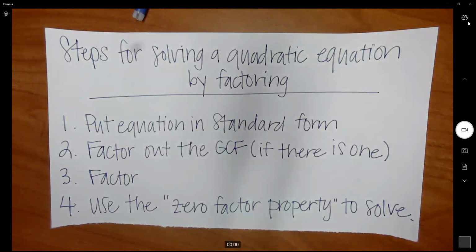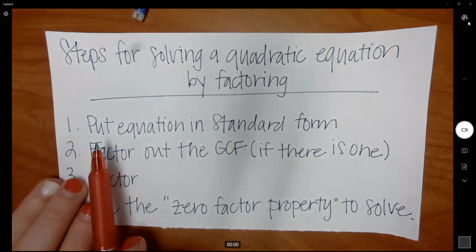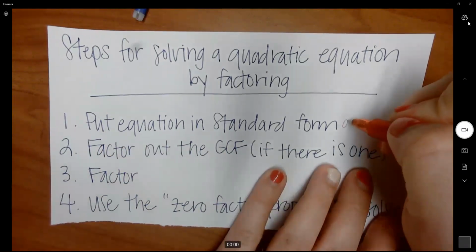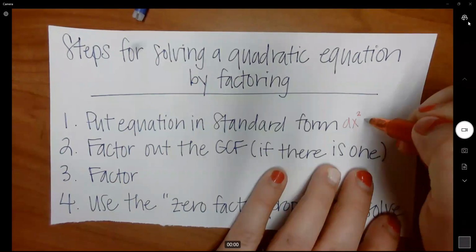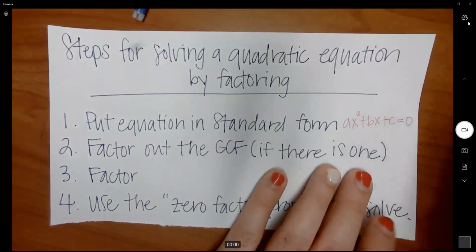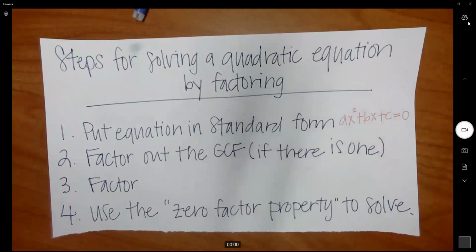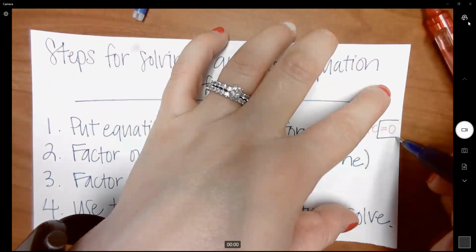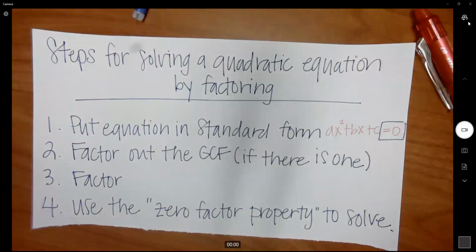Here are the 4 steps to solving a quadratic equation by factoring. The first thing that we need to do is to put the equation into standard form. Standard form is ax squared plus bx plus c equals 0. And that equals 0 portion is what we're looking for.